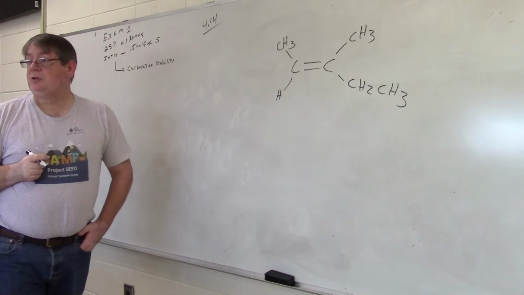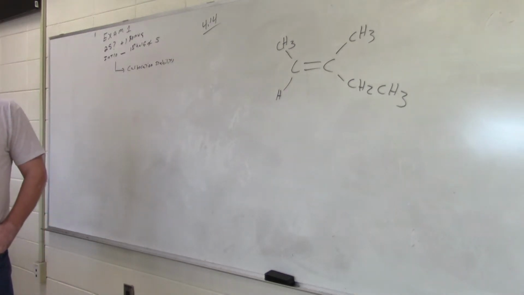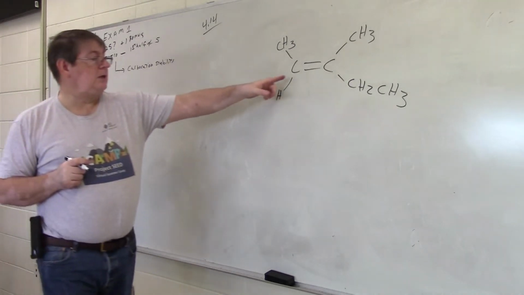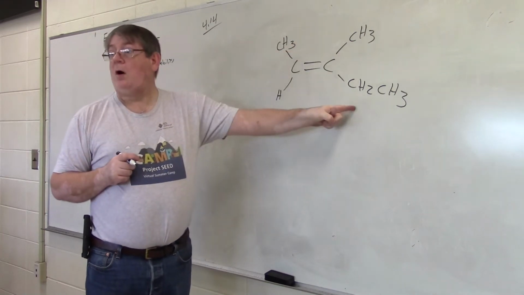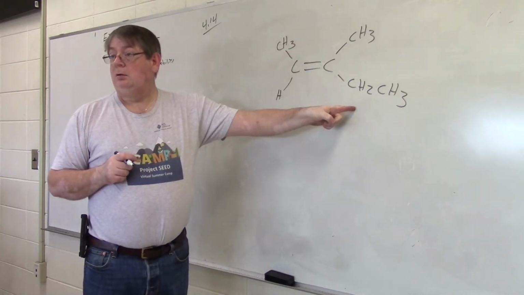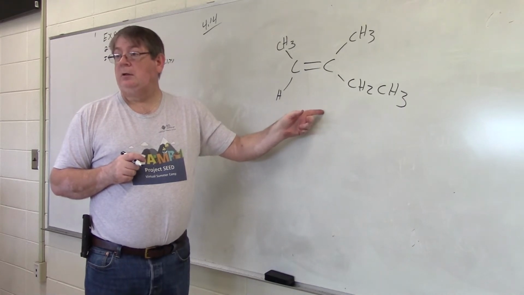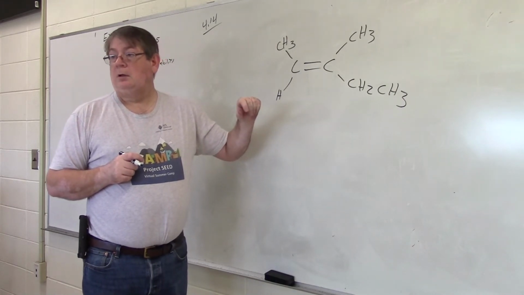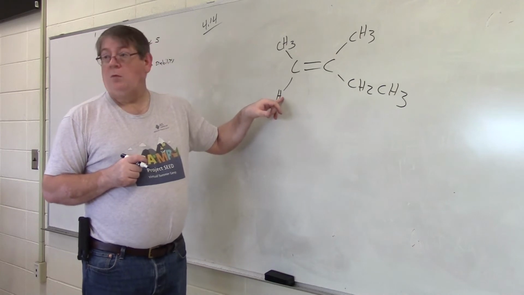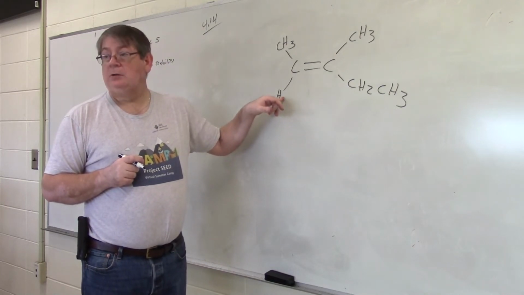That is a tri-substituted alkene. Why? Because when I look at this, I've got R, R, and R. So there are 3 R groups attached to the alkene, so it's tri-substituted. So you don't count the H as an R group, right? No. H is a hydrogen.